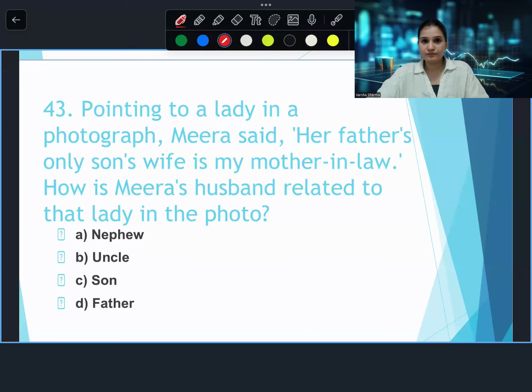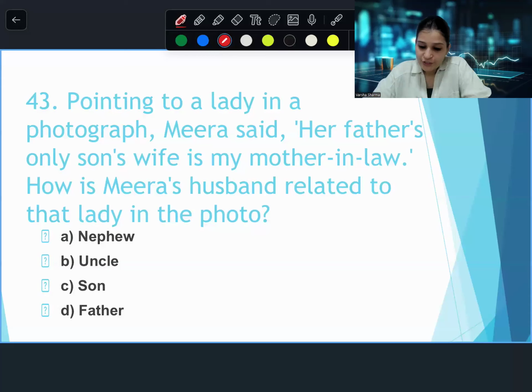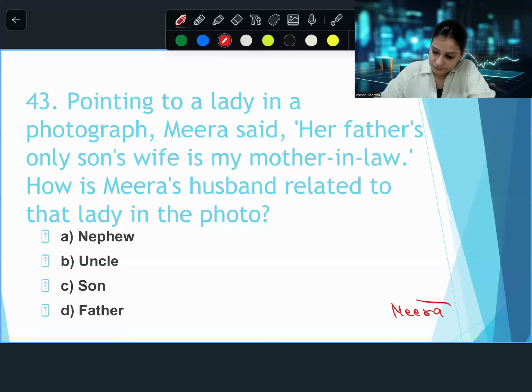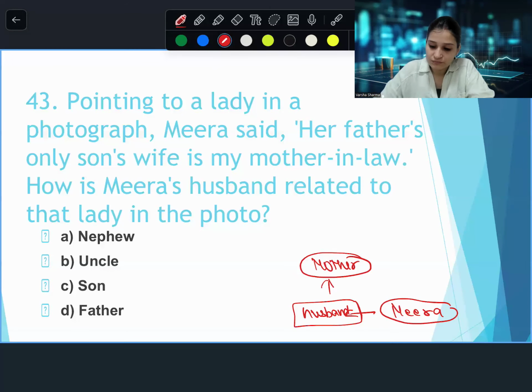43. Pointing to a lady in a photograph, Meera said, her father's only son's wife is my mother-in-law. So Meera is saying about that lady. Whose mother-in-law? Meera's mother-in-law. So Meera, husband, mother. Agree? She is the mother-in-law. Yes, ma'am.